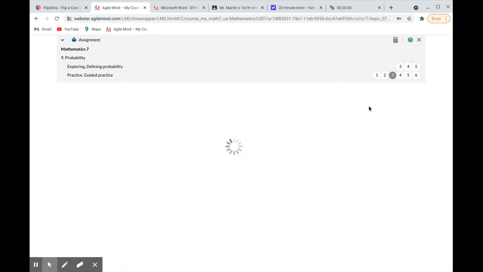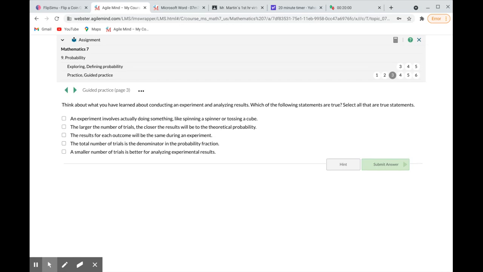Let's see if we got time to do number 3, and then that'll just leave y'all with doing 4, 5, and 6. So it says, think about what you have learned about conducting an experiment and analyzing results. Which of the following statements are true? Select all that are true statements. So the first statement says, an experiment involves actually doing something, like spinning a spinner or tossing a cube. Do y'all agree or disagree?